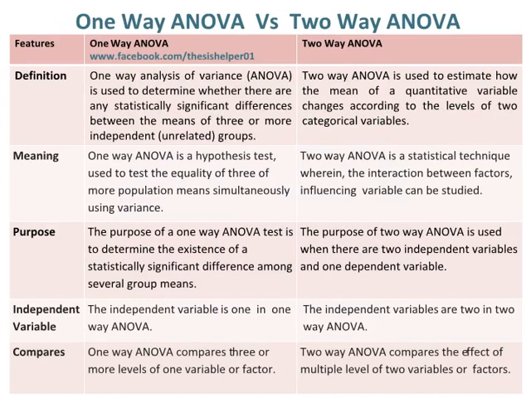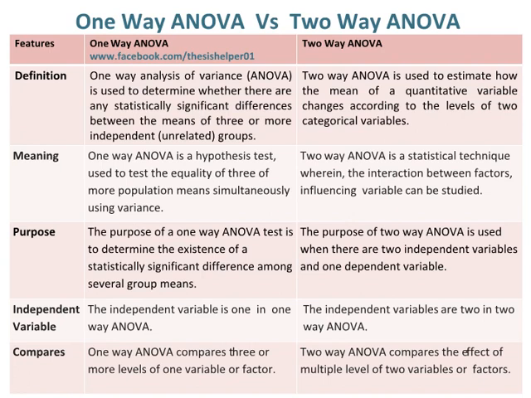One-way analysis of variance, ANOVA, is used to determine whether there are any statistically significant differences between the means of three or more independent, unrelated groups. Whereas two-way ANOVA is used to estimate how the mean of a quantitative variable changes according to the levels of two categorical variables. One-way ANOVA is a hypothesis test used to test the equality of three or more population means simultaneously using variance. Whereas two-way ANOVA is a statistical technique wherein the interaction between factors influencing a variable can be studied.